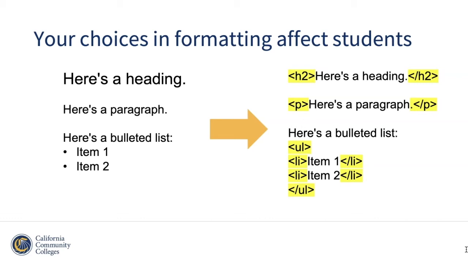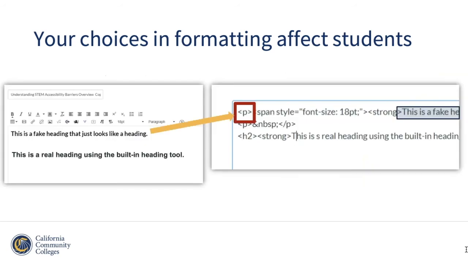A common question I hear from faculty is, can I just increase the size and bold my text so it looks like a heading? What do you think? The answer is no. On the left-hand side, we have a Canvas screenshot of a text box that has 2 sentences. The first says, "This is a fake heading that just looks like a heading," and the second sentence reads, "This is a real heading using the built-in heading tool," which is header level 2, a true heading. I've tried to mimic Canvas's header 2 by increasing the size as close as I can, but Canvas won't allow me. Let's look at the HTML view of this page.